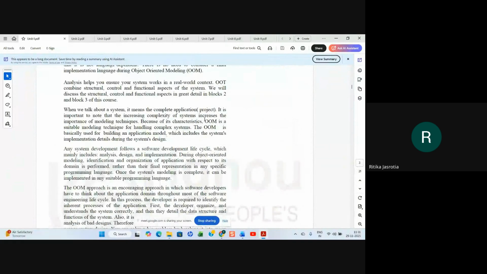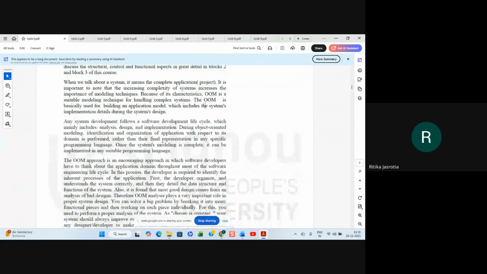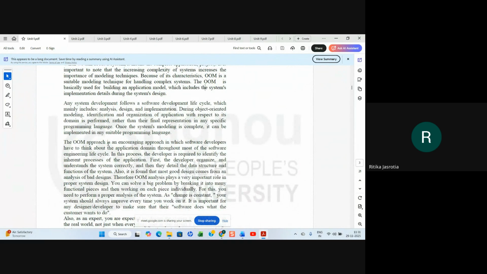So here they have talked about object-oriented modeling, which is a suitable modeling technique for handling complex systems. Object-oriented modeling is basically used for building an application model, which includes the system implementation details during the system design. The object-oriented modeling approach is an encouraging approach in which software developers have to think about the application domain throughout most of the software engineering lifecycle.